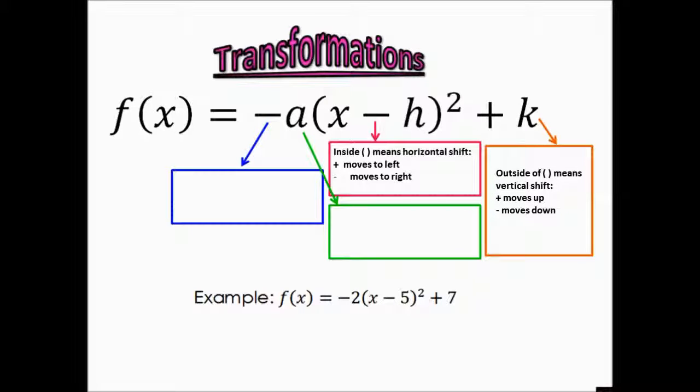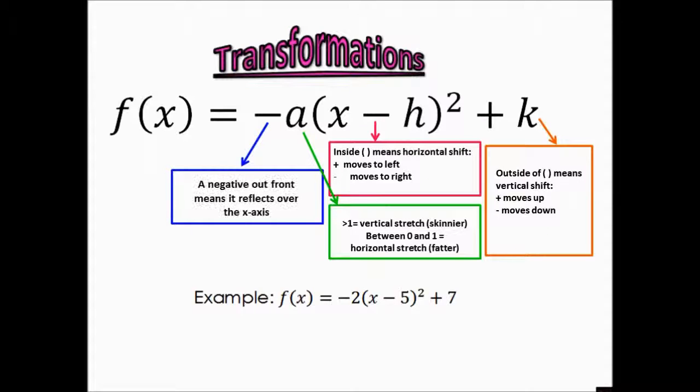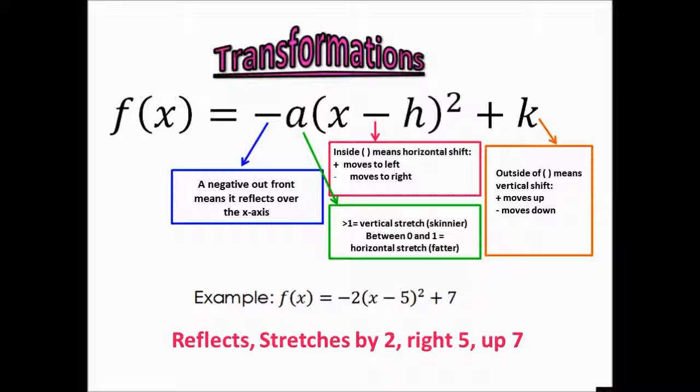Then we have a, which is multiplying the whole entire function. If a is greater than 1, it's a vertical stretch. If a is less than 1, it's a vertical shrink. And if there's a negative out in front, it means it reflects over the x-axis. When we look at our function f of x equals negative 2 times (x minus 5) squared plus 7, we see that the negative sign reflects our function. The 2 stretches our function by 2, and then for h we always take the opposite sign. Since h is negative 5, we go positive 5, going right 5, and then the 7 moves our function up 7.